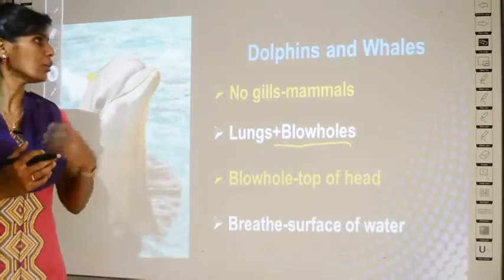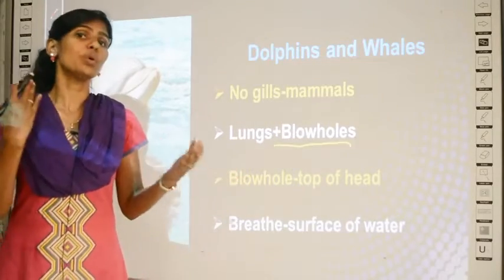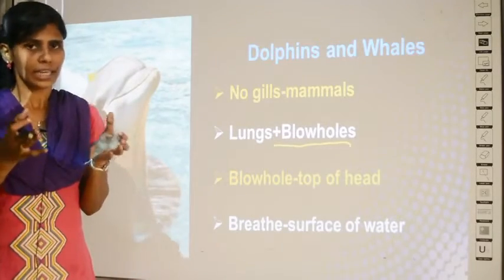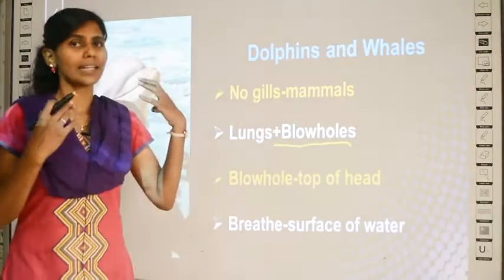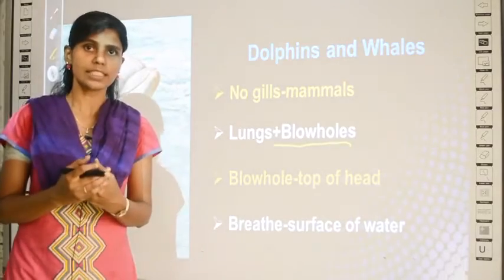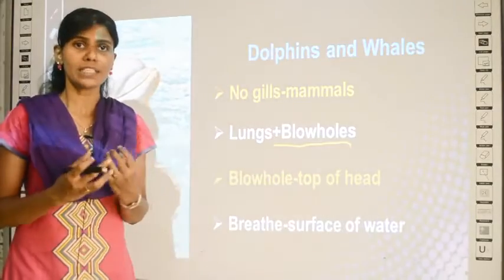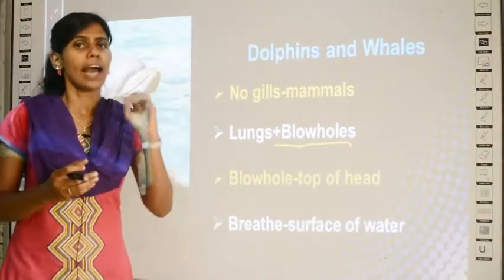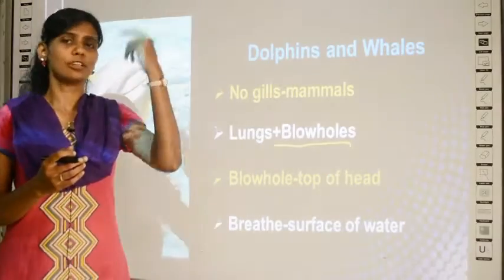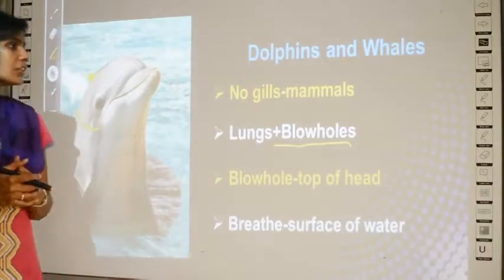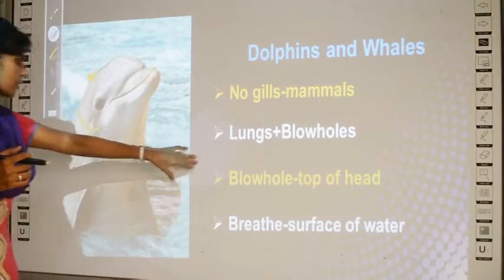So what have we studied about dolphins and whales? Though they live in water, though we consider them like a fish, they are actually not fishes. They belong to the group of mammals, and they do not have gills like the fishes. Instead, they have lungs and one special feature called blowholes. Where is the blowhole? On the top of the head, and with the help of the blowholes, they go to the surface of the water and breathe through that hole. So these are the special adaptations in dolphins and whales.